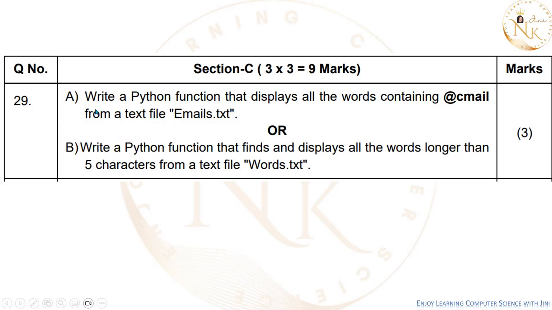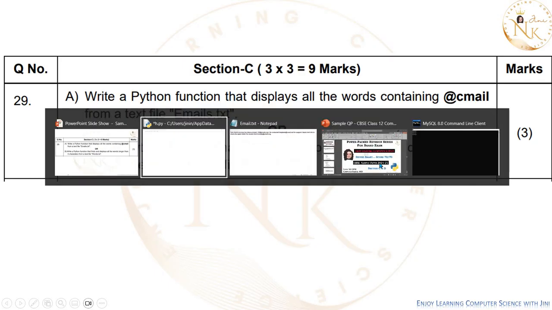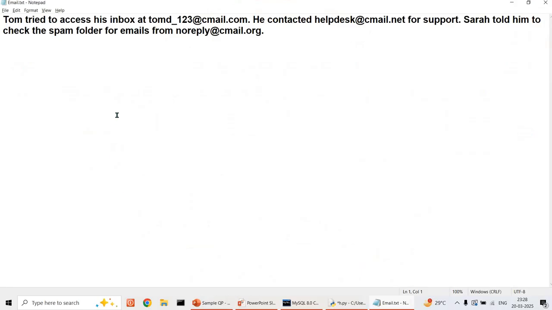So A part is: write a Python function that displays all the words containing @gmail from a text file emails.txt. The emails.txt text file is not given, so you have to assume that it consists of some text or words which contain @gmail also. I have created a text file like this. Don't try to access whatever it is. It has @gmail, 3 types. Now consider this as a text file.